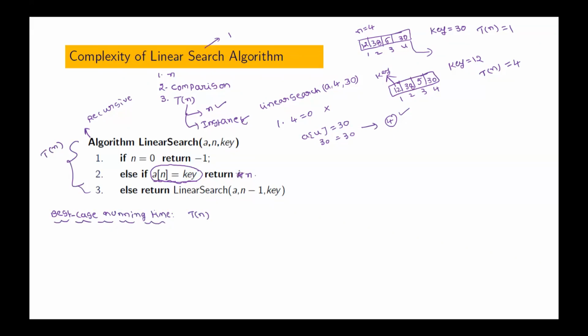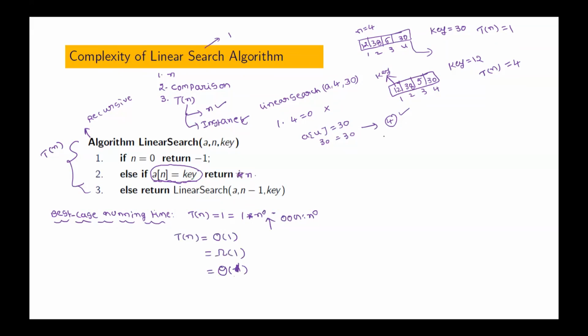Order of one. T of n is 1. That means n power 0. The order of growth is n power 0. Correct? Hence, we can write the best case running time as big O of 1. We can also write it as big omega of 1. We can also write it as theta of 1. Is that correct?